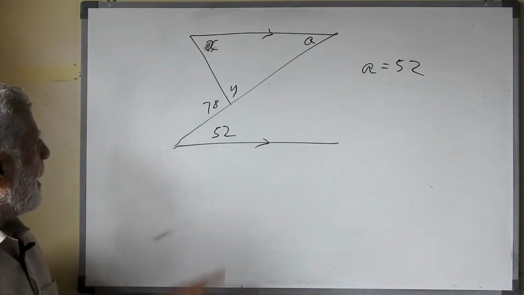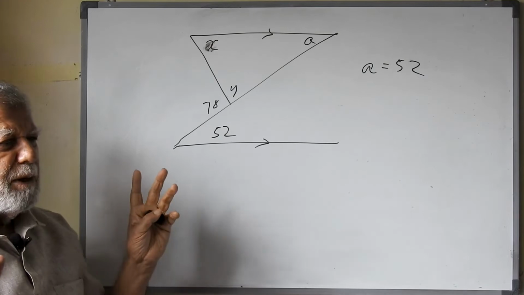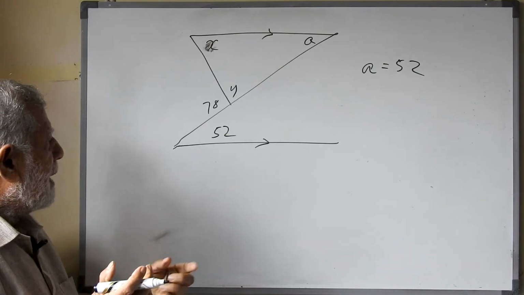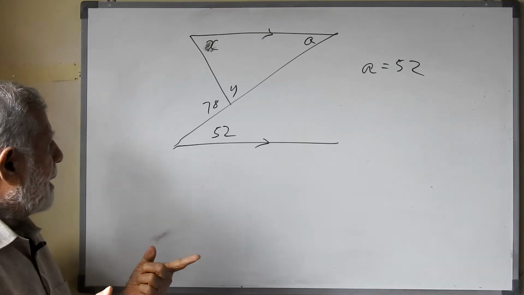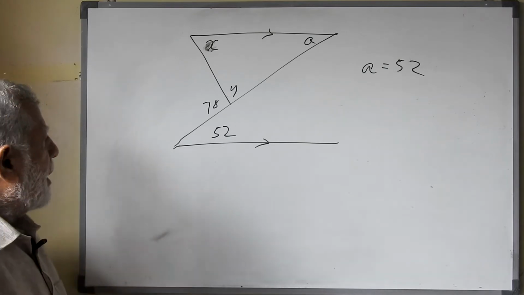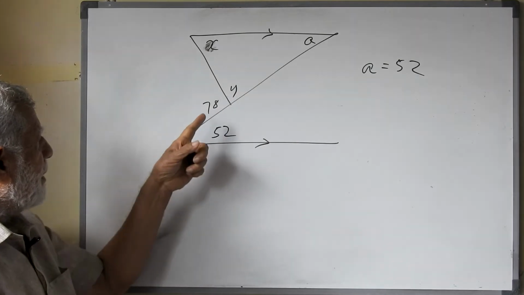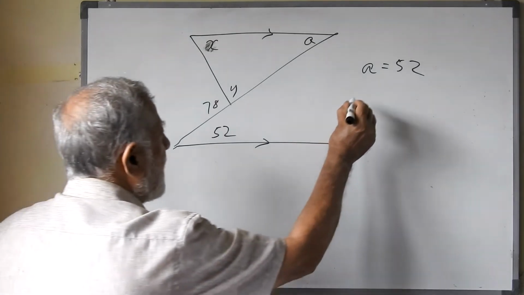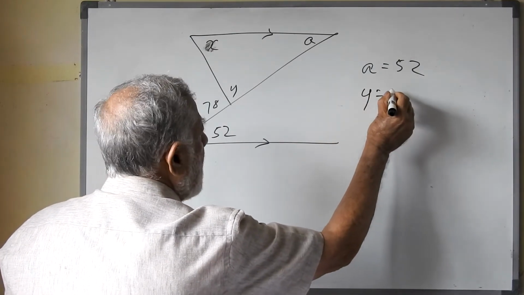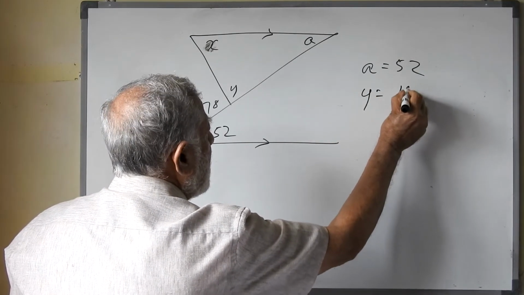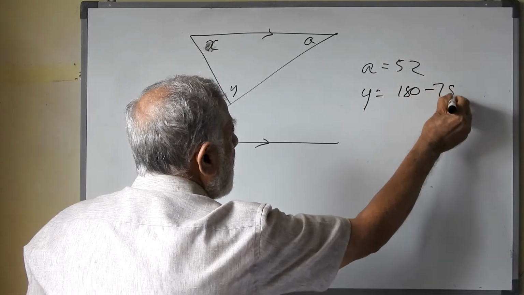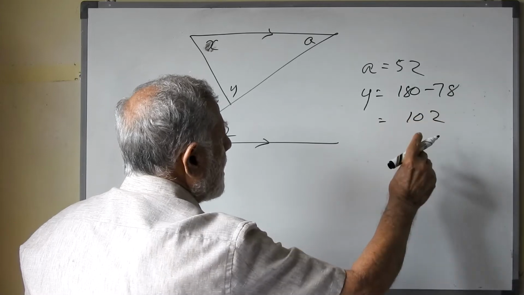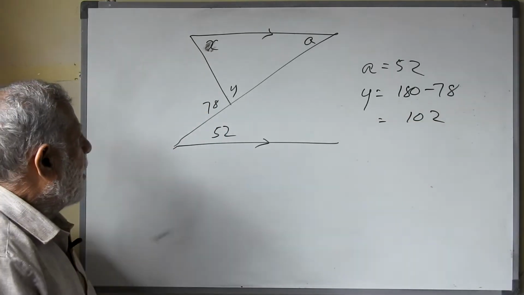And we have here a straight line. Look, everything must be at your fingertips: straight line, corresponding angles, alternate angles, allied angles, vertically opposite angles, angles around a point. So here we have a straight line, and we know that angles on a straight line add up to 180 degrees. So y we can immediately find out. Y is equal to 180 minus 78, that is equal to 102 degrees.